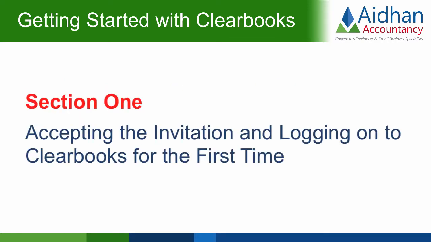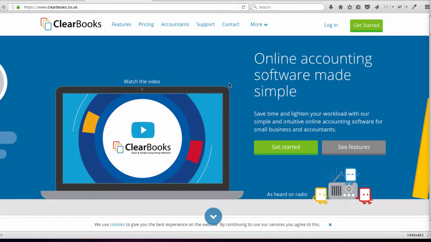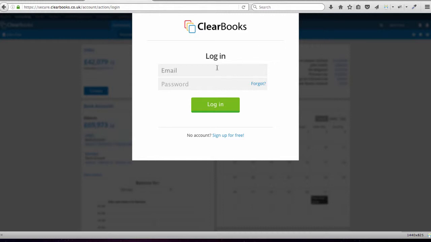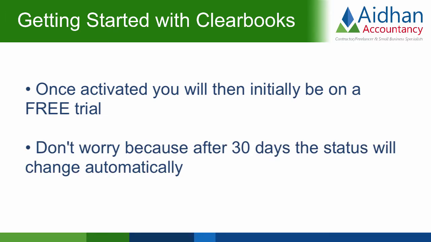Section 1. Accepting the invitation and logging on to Clearbooks for the first time. You will have received an email inviting you to gain access to your Clearbooks account. Accept the invitation by clicking on the link. You will then be taken to the Clearbooks webpage. Click on Login at the top right hand corner of the page and enter your details where necessary. Once your account has been activated, you will then initially be on a free trial. But don't worry about this because after 30 days the status will change.